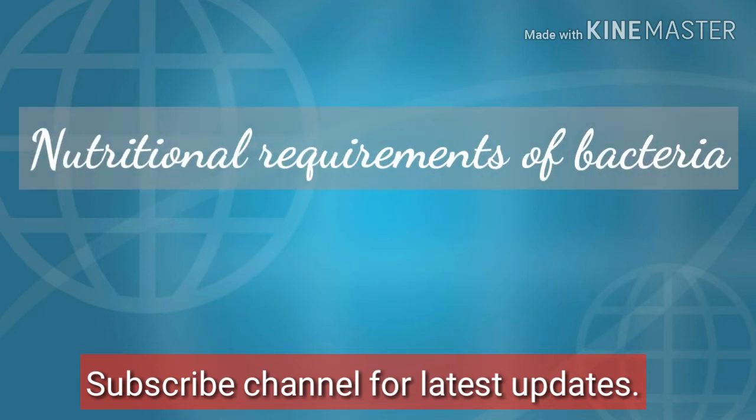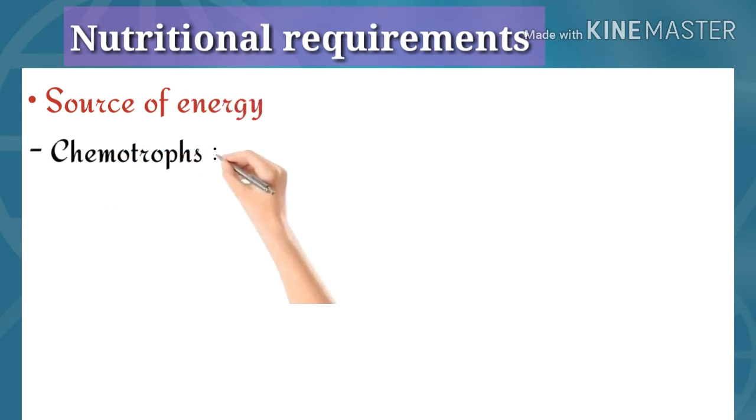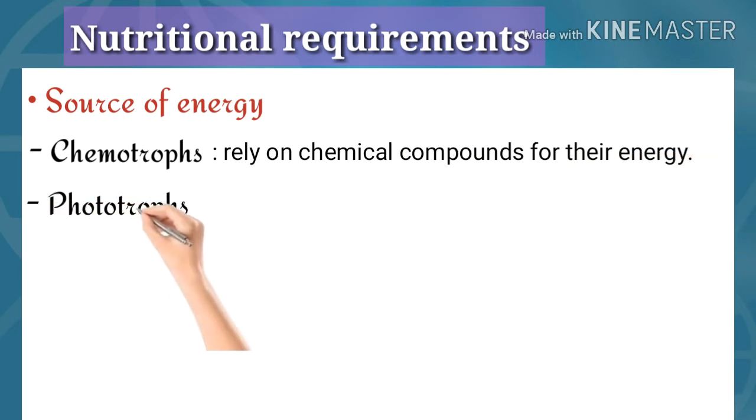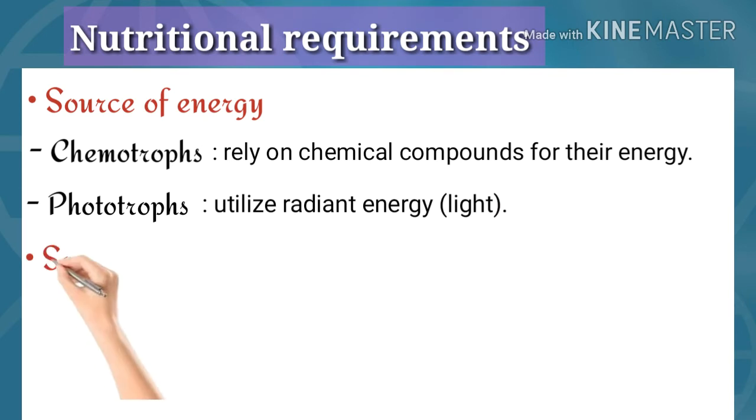Today we will study about nutritional requirements of bacteria. So in this we will learn about the sources of nutrition. Source of energy, chemotrophs. These rely on the chemical compounds for their energy. Phototrophs are those bacteria which utilize the radiant energy, light.